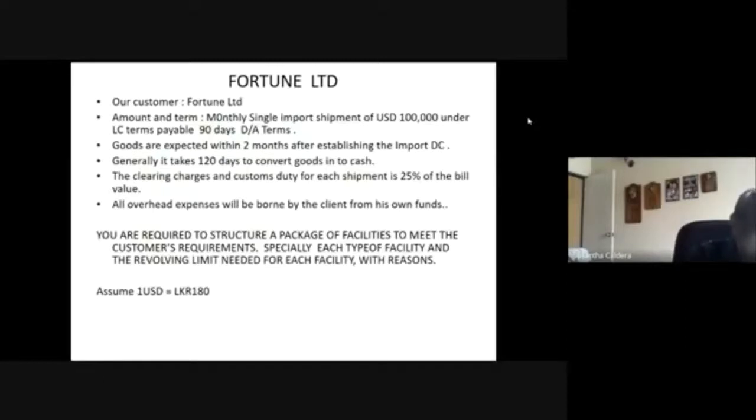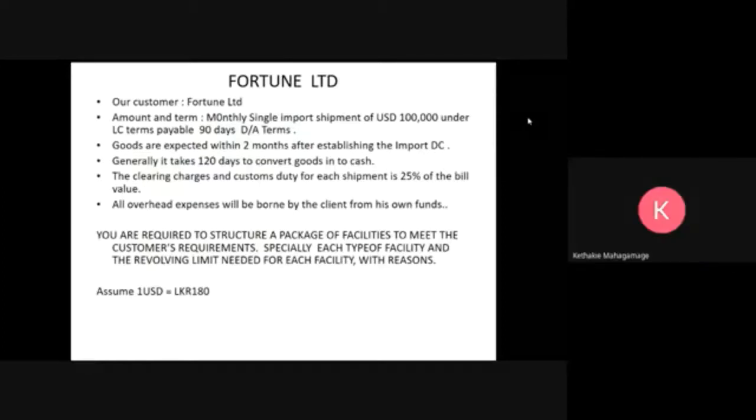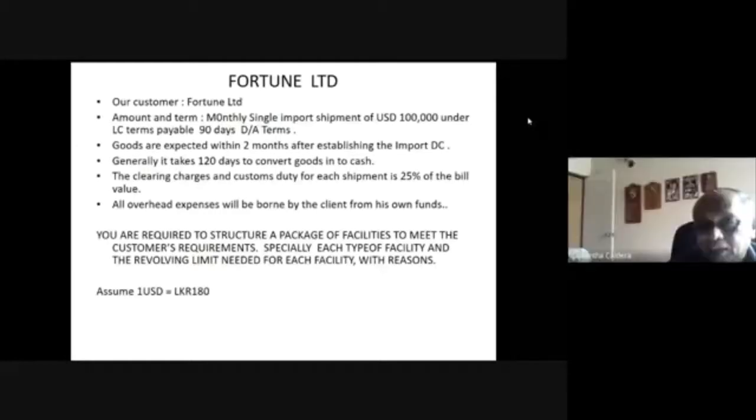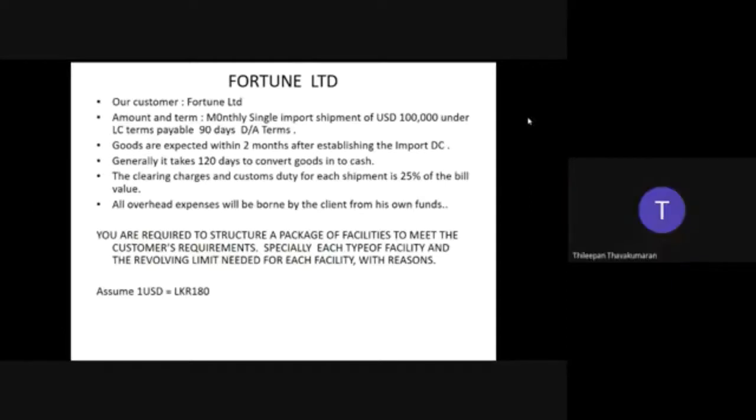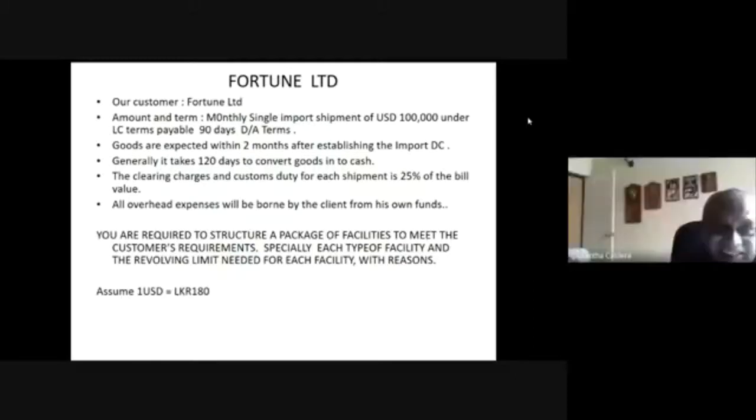US dollars 100,000. Right? US dollars 100,000 into how many times? 5 times. Tell me why 5 times? It will take 2 months for the goods to come, and another 4 months to get the cash. So it should be 6 times. Any other answers?